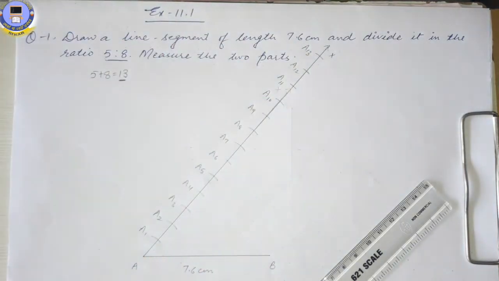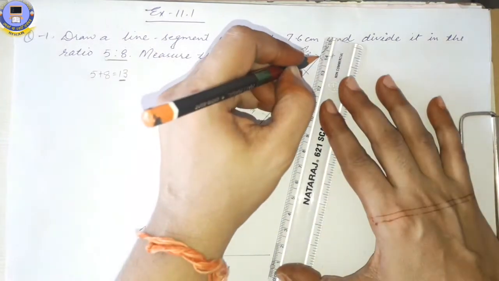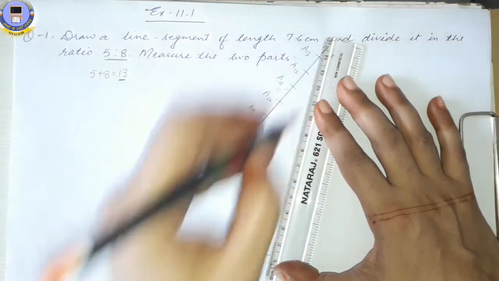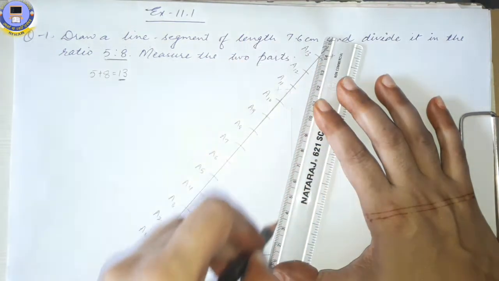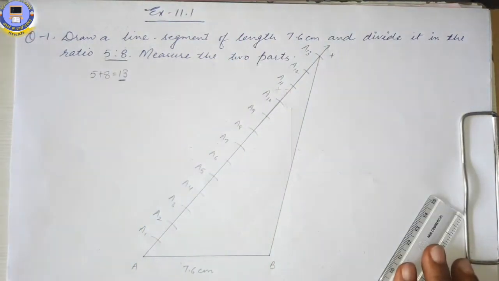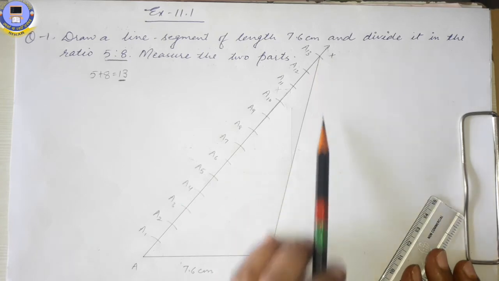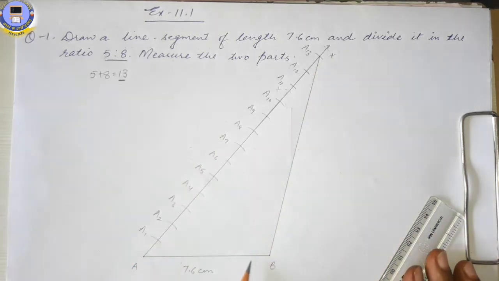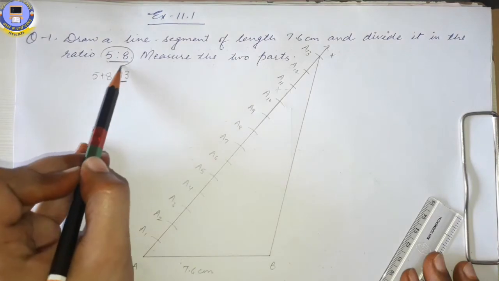What was the next step? In the next step we will join A13 with B. We will join this arc A13 with B. As I told you that time also, maybe this line will be straight or in a slanting manner. It can come in any way, it will not make any kind of difference. You have to divide this line segment in the ratio 5:8.